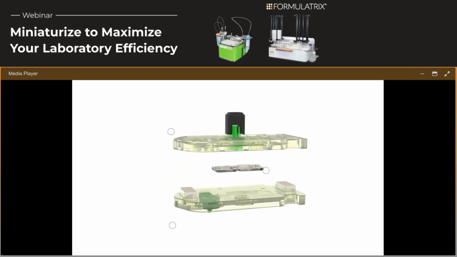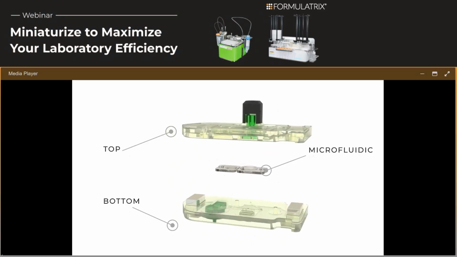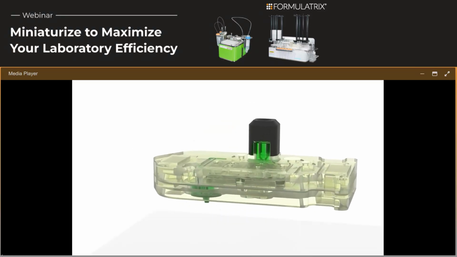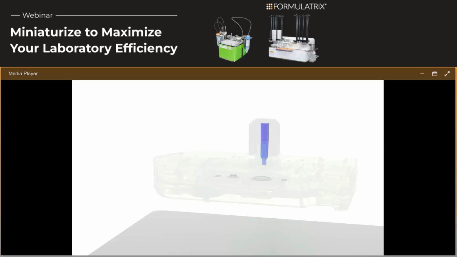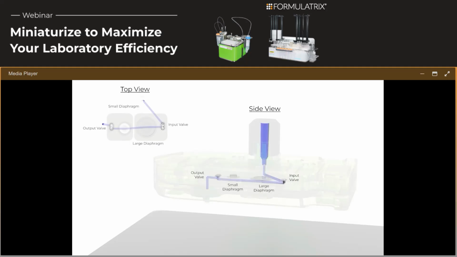Let's have a look at the technology of these devices. The heart of the system is a flexible silicon diaphragm sandwiched between two layers of hard plastic, with input at the top and output at the bottom. This precisely meters out aliquots of liquids from 100 nanoliter and above. The process is really simple.